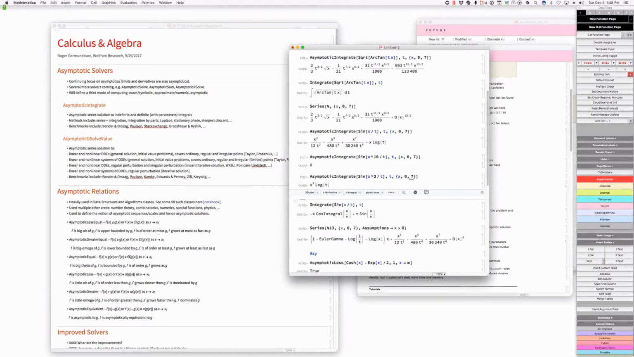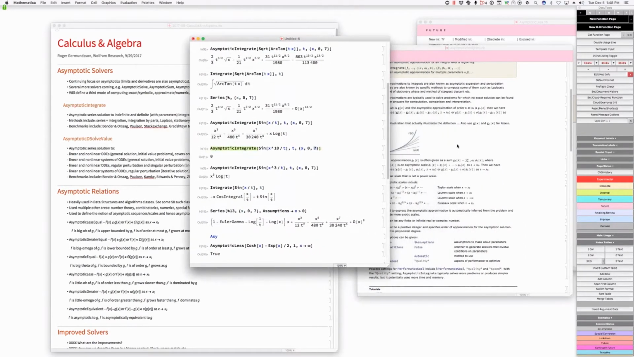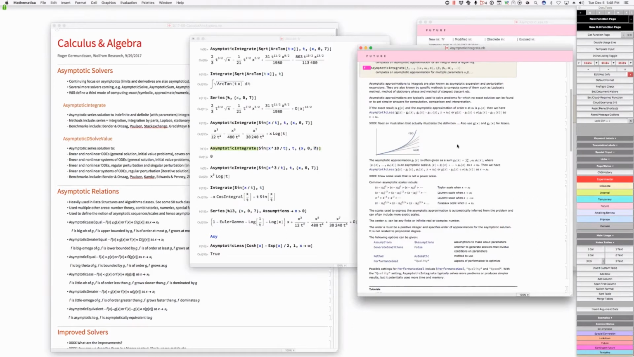Yeah. Okay, so I don't understand. What does that order actually mean? What does that number actually mean? If you read the documentation, do you see the paragraph says if the exact result is G, and the asymptotic order is N, then we have asymptotic series, asymptotic less.